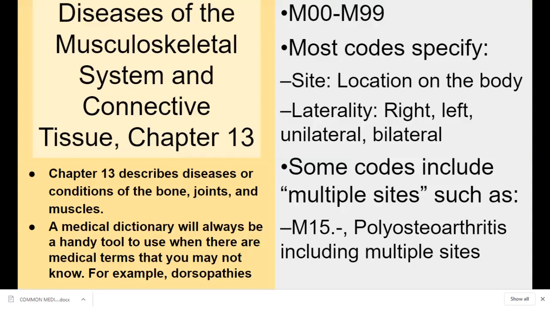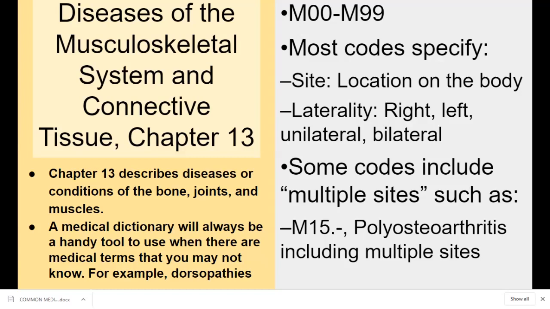M00 through M99, most codes specify site, location on the body, laterality, which means right, left, unilateral, or bilateral. Some codes include multiple sites, such as M15, which is polyosteoarthritis, including multiple sites. Chapter 13 describes diseases or conditions of the bone, joints, and muscles.